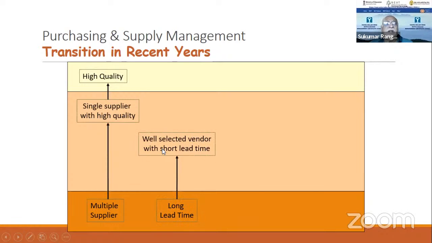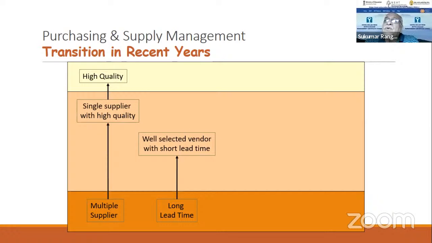From long lead times, because when you have multiple suppliers, automatically he is also supplying to multiple customers. So his priority may be with somebody else and not with you. Understand? In as much as you have multiple suppliers, he will also have multiple customers. So his loyalty will change depending upon the price the person pays or the follow-ups which the other person does. And so he may not be giving full attention to you. So there is a lead time problem. From there, we have come to well-selected vendors with short lead times.